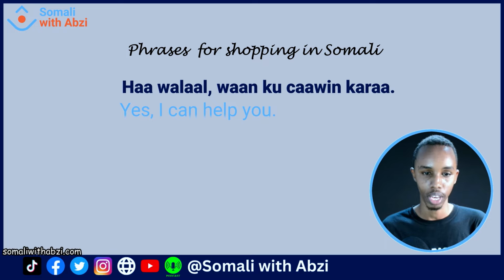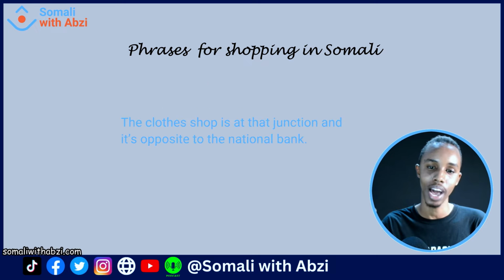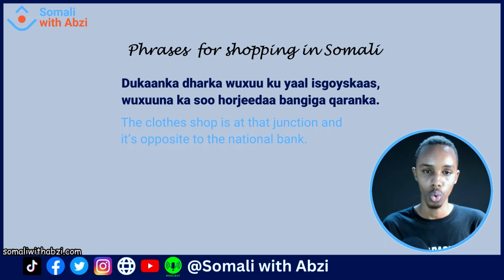And then you can say, maybe you can direct them to where the closest shop is. So if you're going to say maybe the closest shop is at that junction and it's opposite the national bank, something like that. So we say in Somali, dukaanka dharka wuxuu ku yaal isgoyskaas wuxuuna ka soo horjeedaa bangiga qaranka. So what we mean, dukaanka dharka is the closest shop. Wuxuu ku yaal means is at, and then isgoyskaas means that junction. In Somali we call junction isgoys. Then isgoyskaas means that junction.